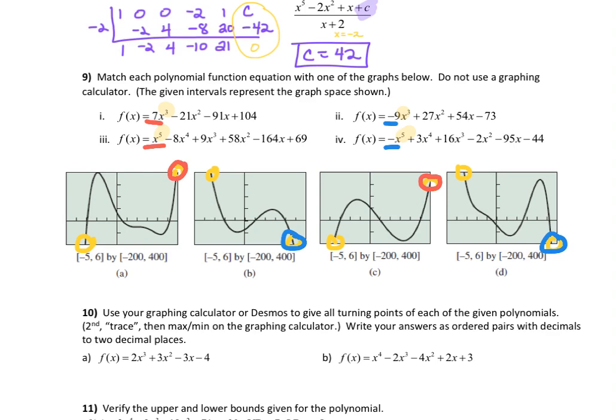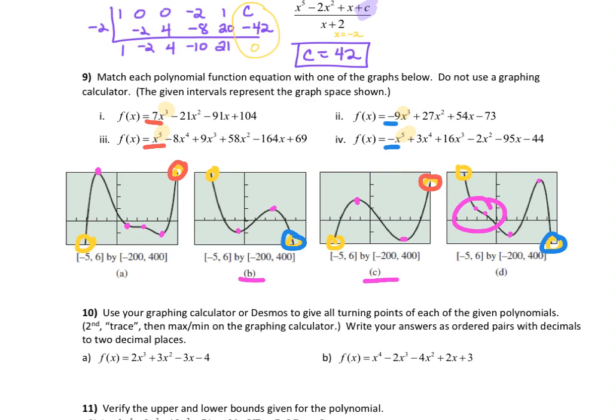And the next thing that I can look at is the number of turning points. And so if you see here, letter A has 1, 2, 3, 4 turning points. Letter B has 2 turning points. Letter C has 2 turning points. And letter D has kind of 1, 2, 3, 4 turning points, kind of. It has more than 2, that's for sure, because of that little doojiggy in there.